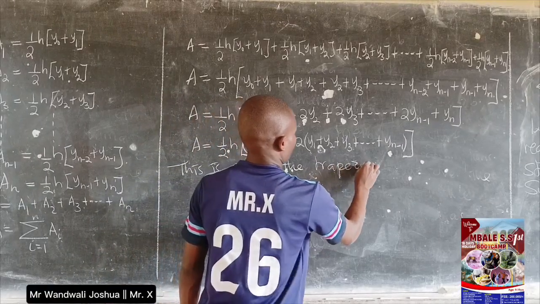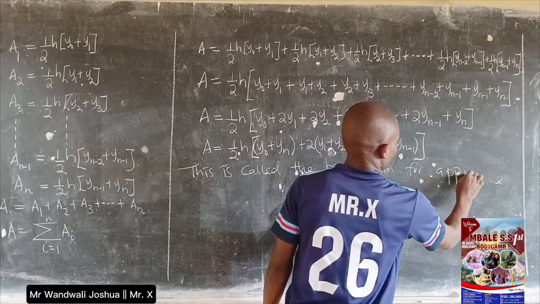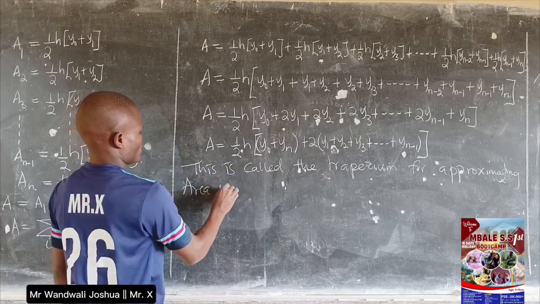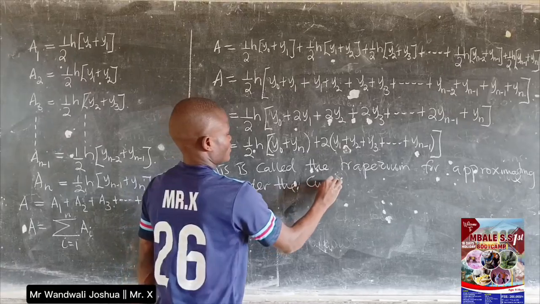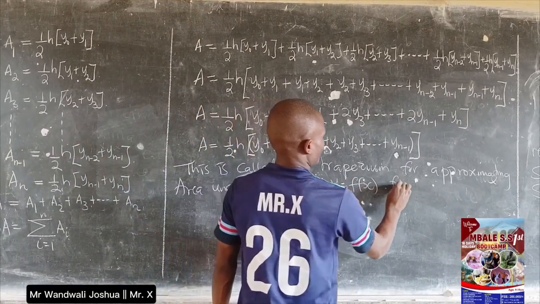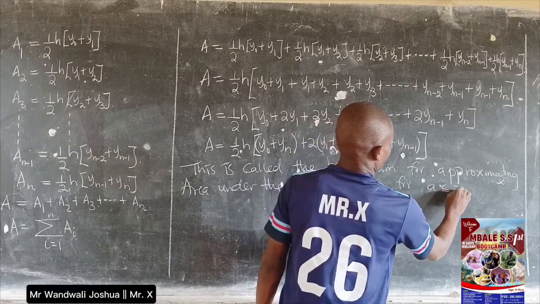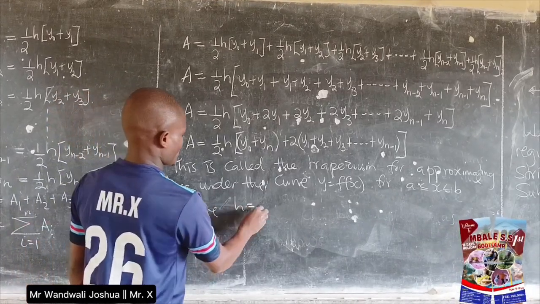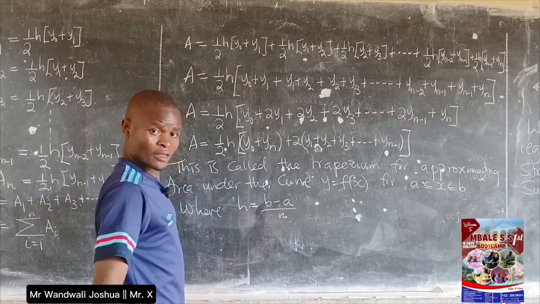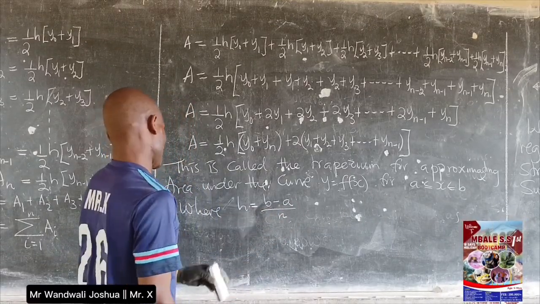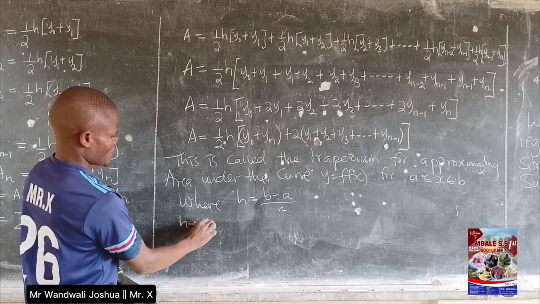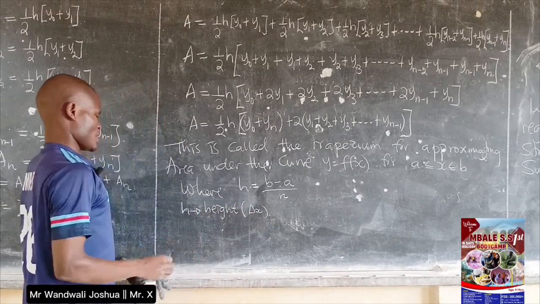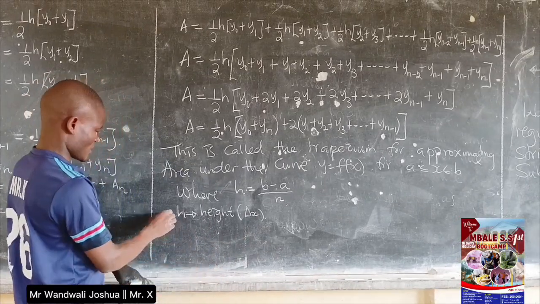The trapezium rule for approximating the area under the curve y equals f of x, for a less than or equal to x less than or equal to b, where h is the same as (b minus a) over n. Now for this case, what is our n and what is h? So h is simply the height, and sometimes we call it delta x. It represents the vertical displacement and the divisions.